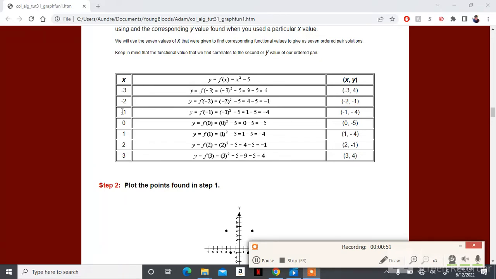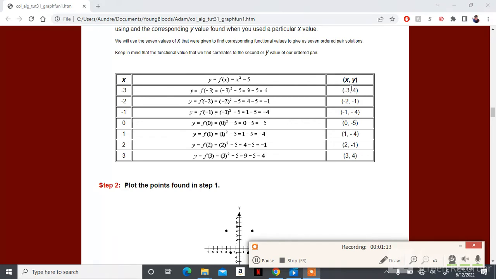Now I'm going to go faster. X is negative 1, plug in negative 1. Negative 1 squared is, hold up, 1, and then bring over the negative 5. 1 minus 5 equals negative 4, and negative 4 is our y. And negative 1 was our original x.